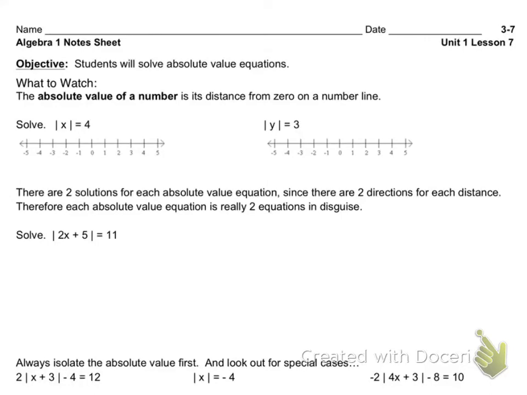Welcome back, everybody. Today we're talking about absolute value. So the absolute value of a number is its distance from zero.